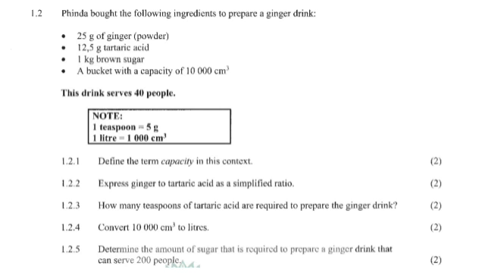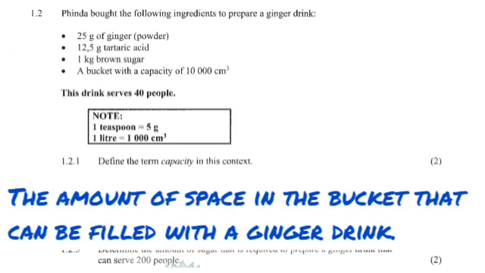The first question, 1.2.1, says define the term capacity in this context. We were just talking about this. You will find a lot of concepts sprinkled throughout your paper, and this is one of them. They want you to define the word capacity. In context basically means that you have a standard definition of what capacity is. It is the amount of space that can be occupied. But if we are using it in context, we will say the amount of space in the bucket that can be filled with a ginger drink.